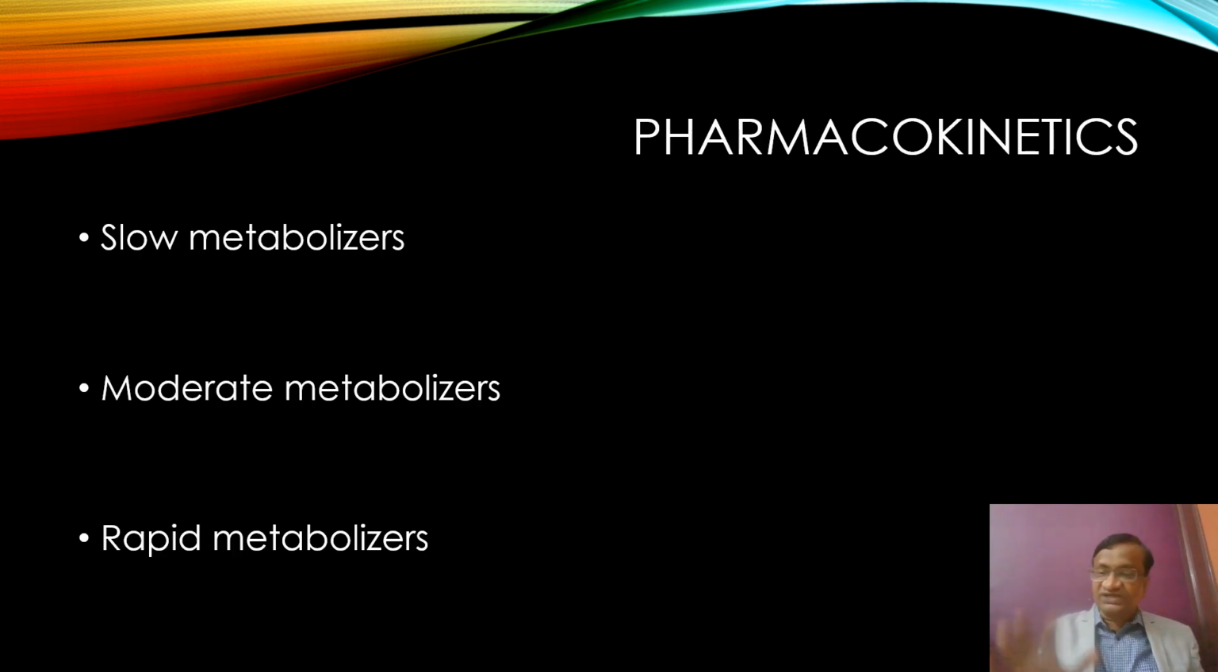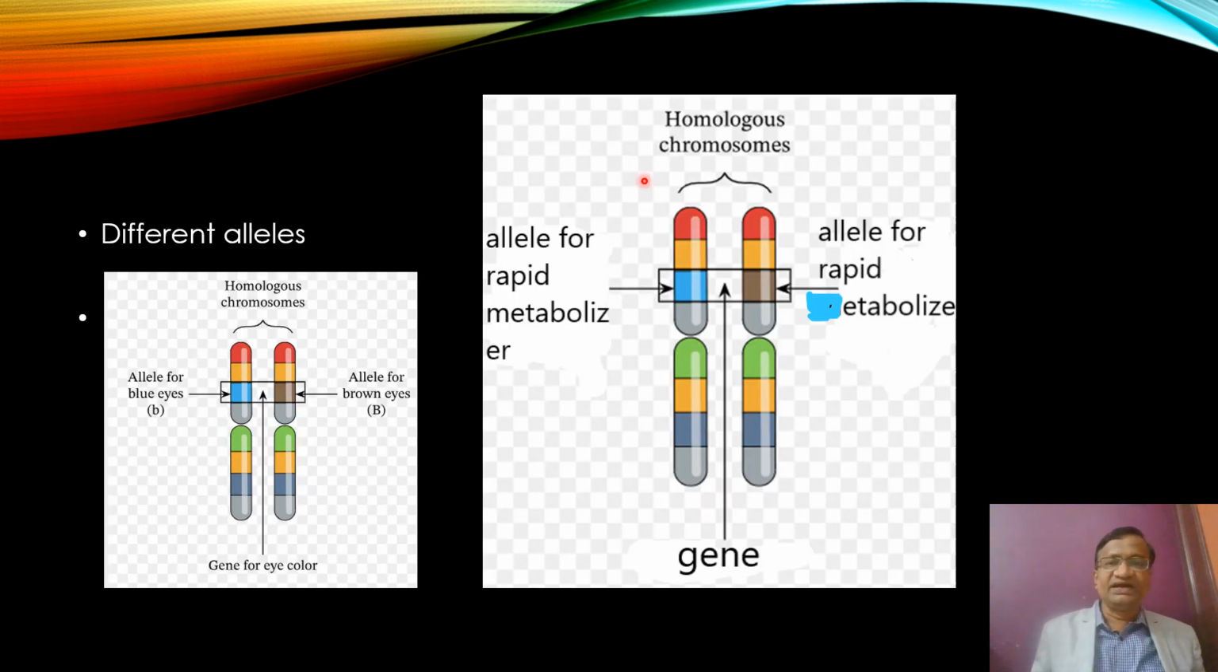Now we have told what is pharmacokinetics. We have told metabolizers: slow metabolizers, moderate metabolizers, rapid metabolizers. Now we are giving midazolam. If you give it to a slow metabolizer, he will metabolize it slowly. But if you give midazolam to a rapid metabolizer, he will metabolize it fast. So what is the genomics? Whether he is a slow, moderate or rapid metabolizer in the pharmacokinetics of either midazolam or an opioid like tramadol, whatever it is. I have already told what an allele is.